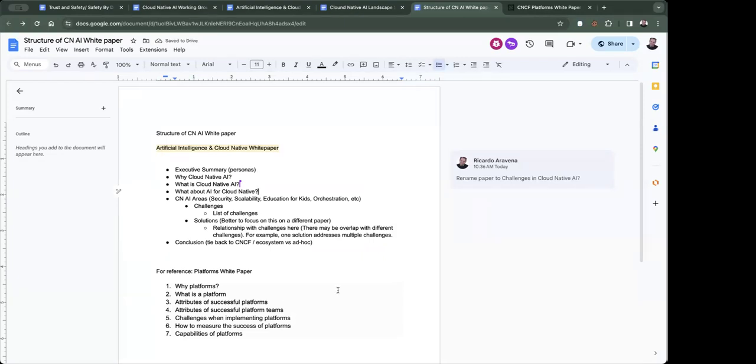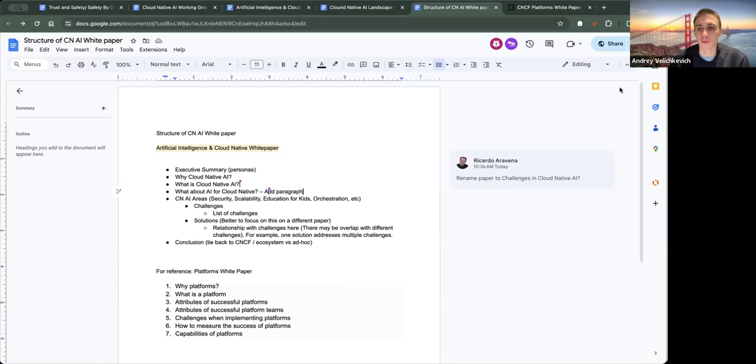We should mention that this paper will focus on cloud native AI. And then we also define what cloud native AI is and also what AI for cloud native is. And then we say we are going to have another paper on AI for cloud native, or something like that. I just have a question for you, Katie. From your point of view, should the working group on AI address this kind of thing, using generative AI to improve cloud native technologies?